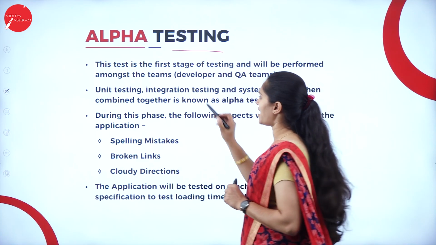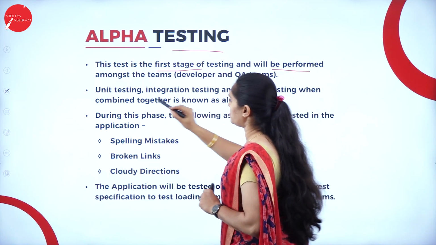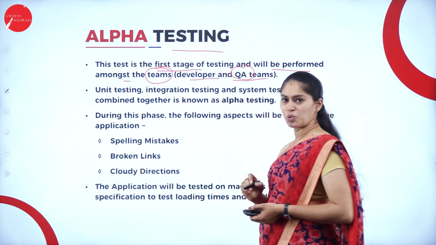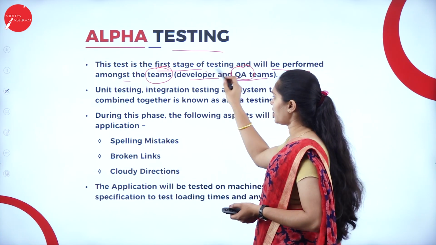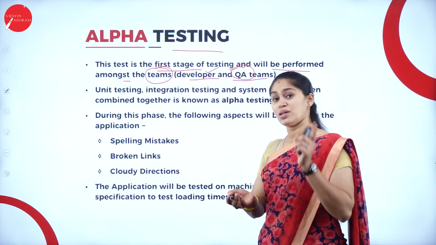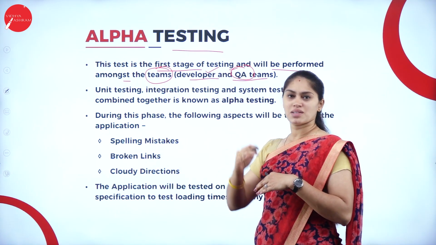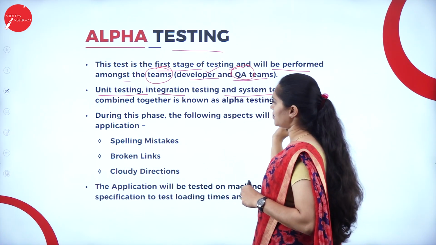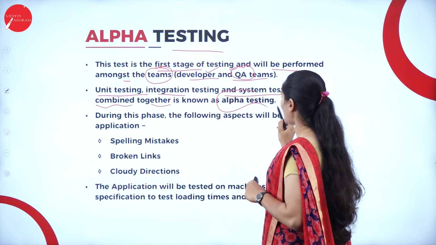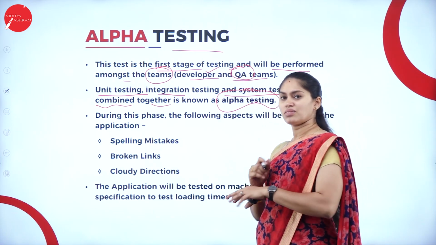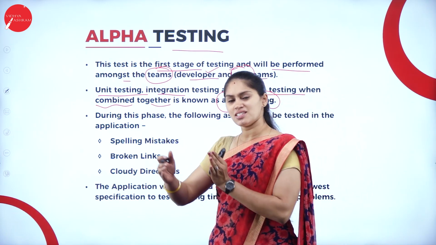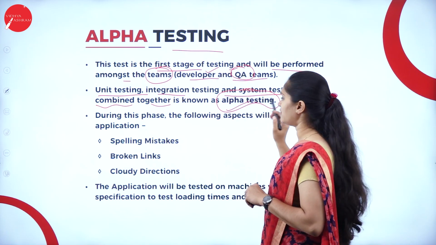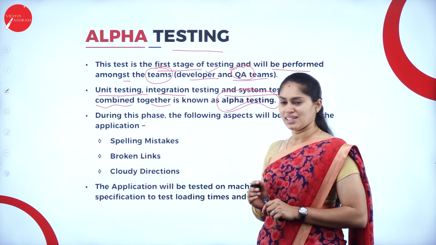So this is considered one of the first stages of testing and will be performed amongst the team. That team may include the development team as well as the QA, quality assurance team. Why? Because developers have their own perception, but the quality assurance team has some set of standards. When we integrate unit testing, integration testing and system testing together, we call that alpha testing. If I am doing it completely, then we call that alpha testing.